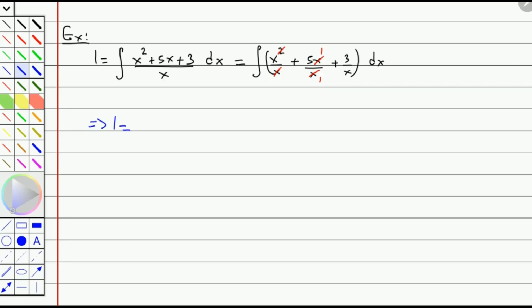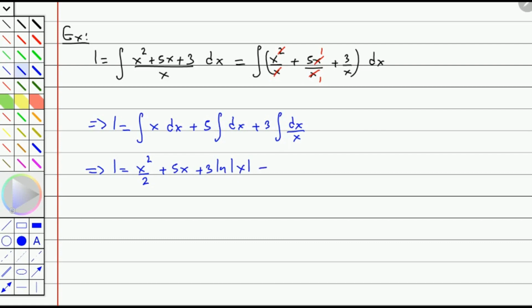I is equal to the integral of x dx plus 5 times the integral of dx plus 3 times the integral of dx over x. So now we can solve this very easily. I is equal to x squared over 2 plus 5x plus 3 ln absolute x plus c.